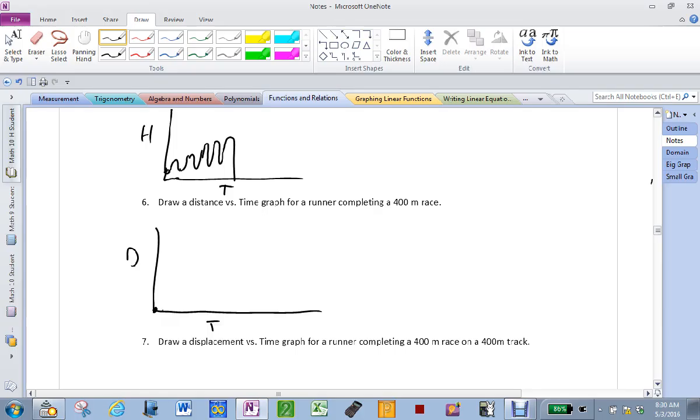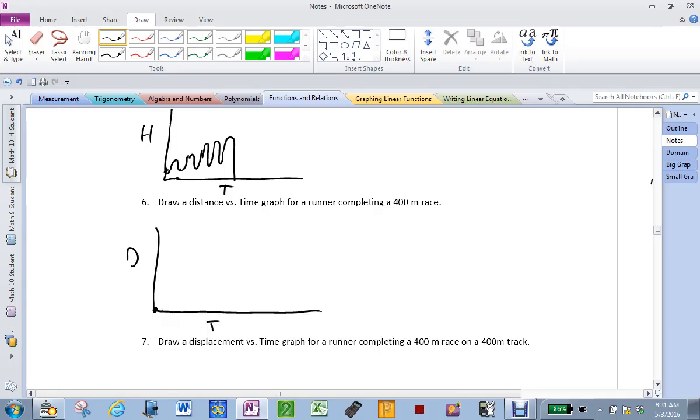If you run at a constant pace, what kind of line will you draw? A perfectly straight diagonal line. If you run very quickly, what will that line look like? Very steep. If you run very slowly, what will that line look like? It will be significantly less steep.